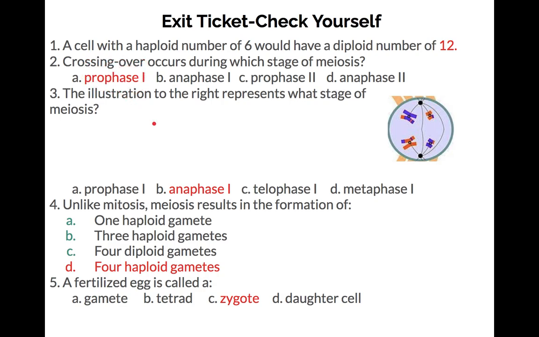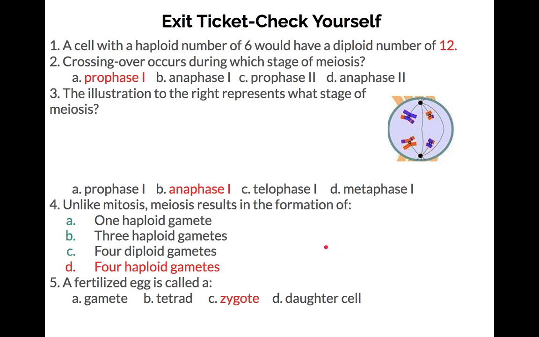Number 3, the illustration to the right represents what stage? So this one's pretty hard if you're just looking at it, but let's look at this together. We see that they are being pulled apart, right? They're not lined up in the middle, and they are definitely attached to those spindle fibers being pulled apart. Now the key here is, is it chromosomes being pulled apart, like the homologous chromosomes, or is it the chromatids? Since we can still see here the chromosomes, they are still clearly connected, we know that this is anaphase I. If it was the chromatids being pulled apart, that would have been anaphase II.